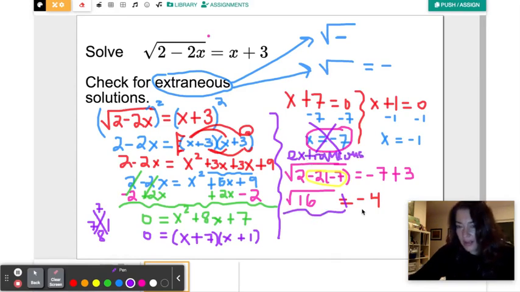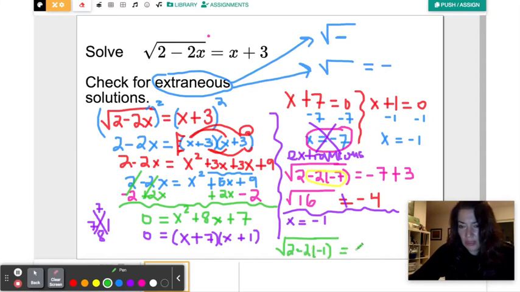All right, let's go ahead and check negative 1. Plugging in x equals negative 1 to our original equation, we end up with the square root of 2 minus 2 times negative 1, which equals negative 1 plus 3. When we simplify on the left side, negative 2 times negative 1 right here results in positive 2, and positive 2 plus 2 is 4. So we end up with the square root of 4 is equal to negative 1 plus 3, which is 2.